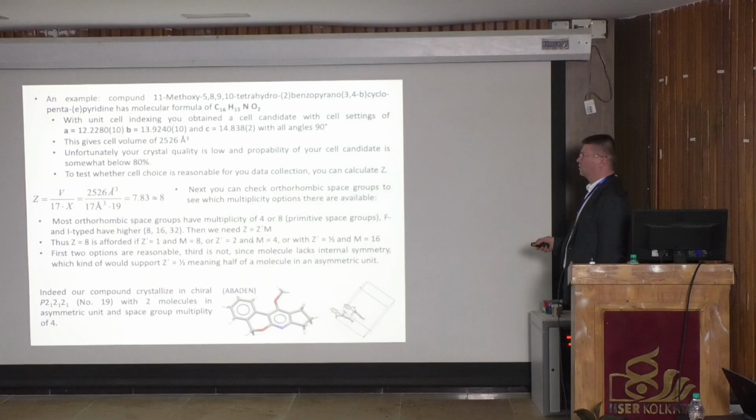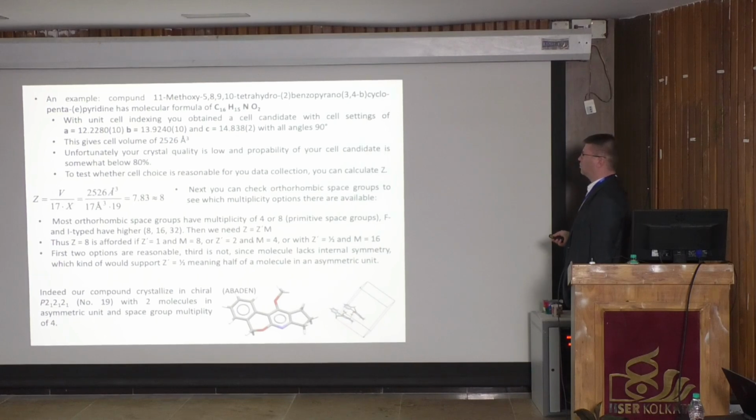And now there's the calculation. What we do, we take the volume. Now we use 17 Angstroms in here. We have 19 non-hydrogen atoms in there. Because it's an estimate, we get 7.83, which is 8. Because Z has this property that it's always an integer number: 1, 2, 3, 4, 6, 8, 9, this kind of thing. It cannot be anything else. So then we know that it's 8.